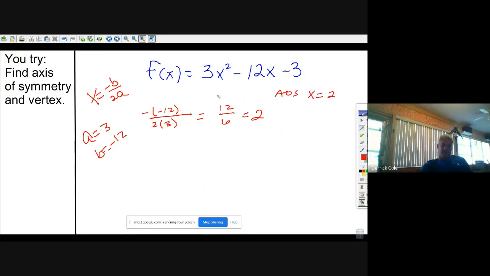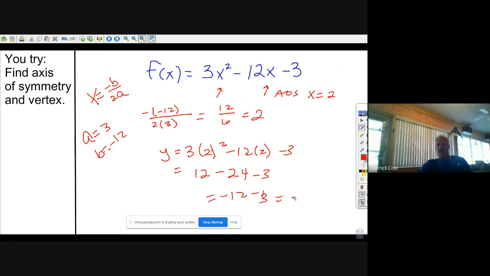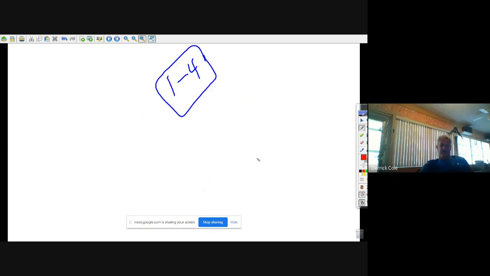Now I want to take 2 and I want to plug it in for x in both of those spots. So I'm going to get 3 times 2 squared minus 12 times 2 minus 3. I'm just plugging in x equals 2. All right. This is my y value. Now I got to do PEMDAS. 2 squared is 4. 4 times 3 is 12. 12 minus 24 minus 3. So this is negative 12 minus 3, which is negative 15. So my vertex is my x value, 2, and my y value, negative 15. And that's all she wrote.